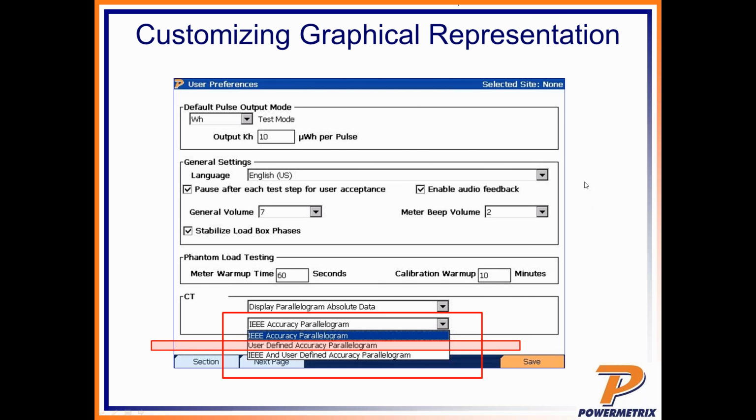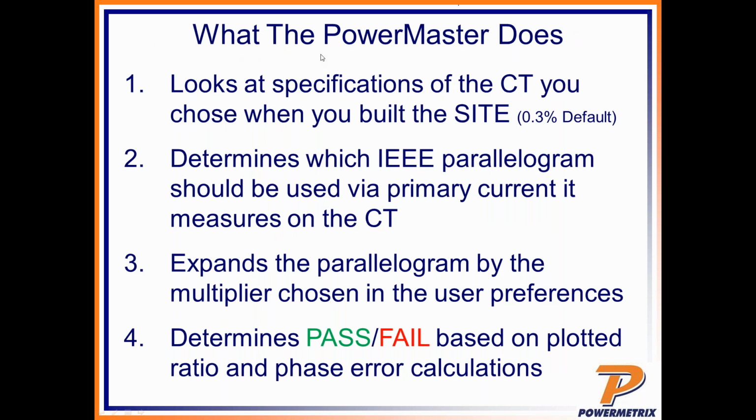Moving forward. So what does a PowerMaster actually do when you do a CT test? The first thing it does is it looks at the specifications of the CT that you chose when you built that site. So you chose a Durham CT that was 0.3%, right? If you don't choose a CT from the site, we assume that that CT is 0.3% by default. So if you leave the CT as none in your site, we're going to assume it's a 0.3% CT, and that's how we're going to do the pass fails, okay?